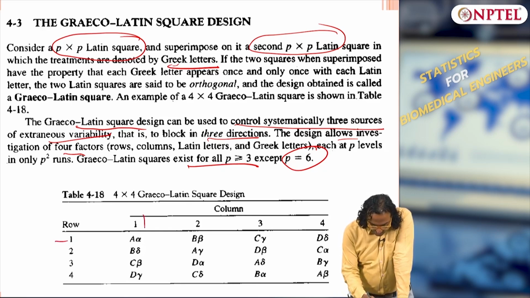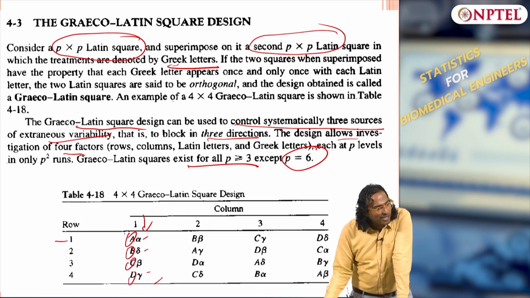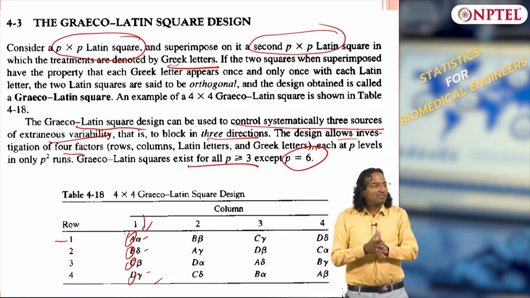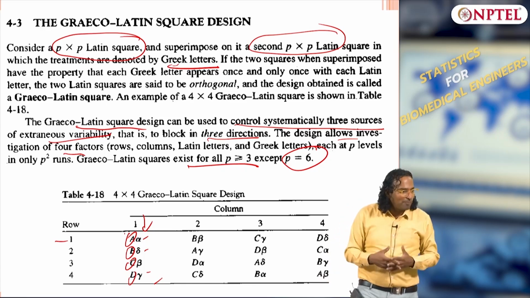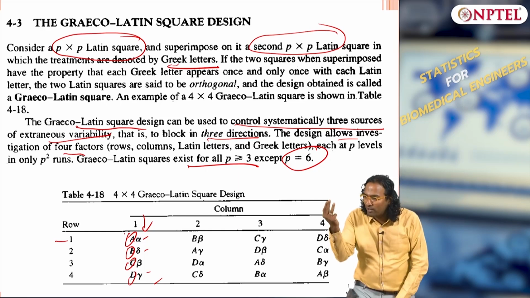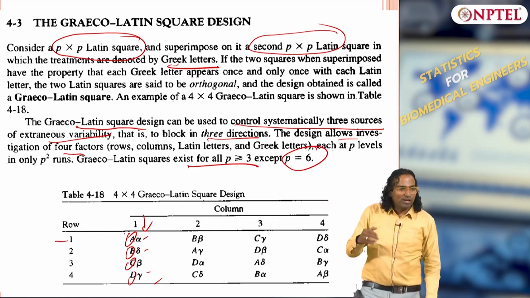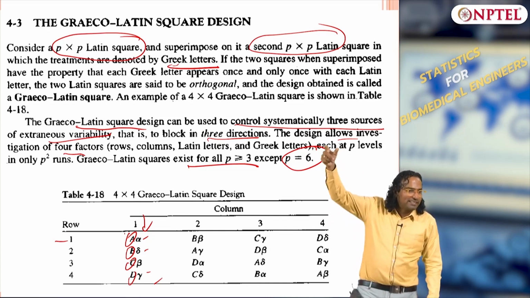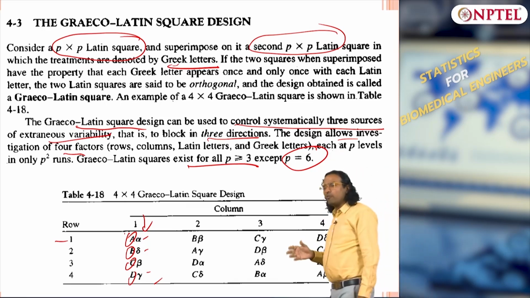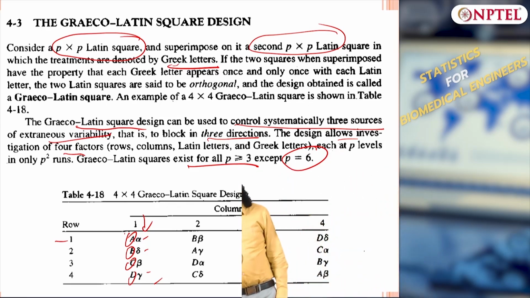Rows, columns, 2 letters. So now you have merged actually 2 squares, and you can also do 3 squares as well. You can also think of extending this. I am just giving you a simple Greco-Latin square for 3 factors. You can use this idea to extend it for multiple factors. Hardly will you have 4 or 5 multiple independent factors. That is a challenge.